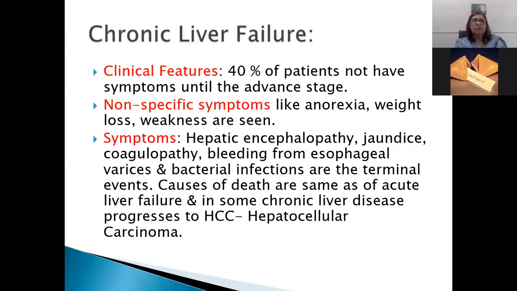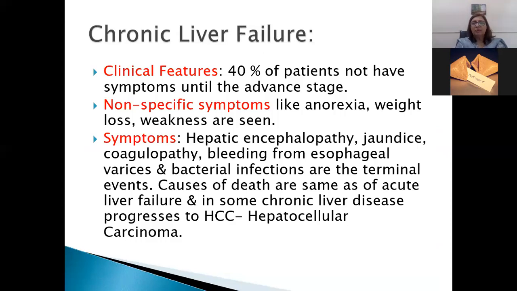Clinical features of chronic liver failure: 40% of patients do not have symptoms until the stage becomes advanced. Non-specific symptoms like anorexia, weight loss, and weakness can be seen. Hepatic encephalopathy, jaundice, coagulopathy, bleeding from esophageal varices, and bacterial infections are the terminal events. Causes of death are the same as in acute liver failure, and in some chronic liver diseases, progression to hepatocellular carcinoma is seen as well.